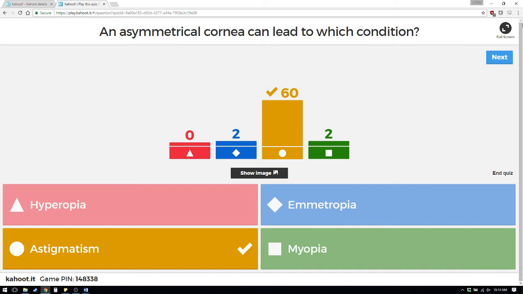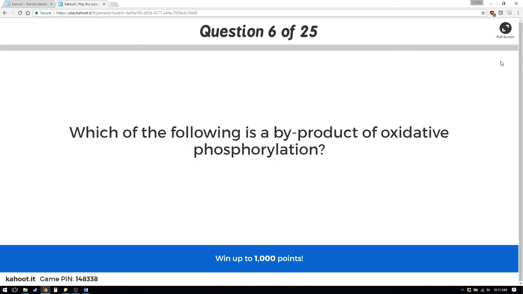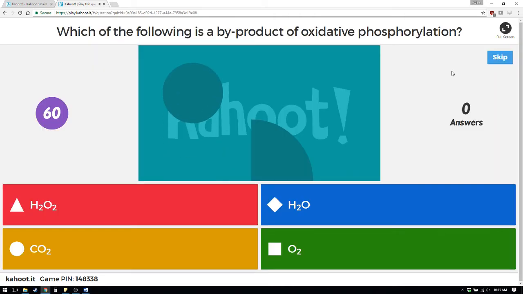Okay, moving on. Everyone cool with that so far? Fantastic. All right. Moving on. Which of the following is a byproduct of oxidative phosphorylation? H2O2, H2O, CO2, O2. What do we think?